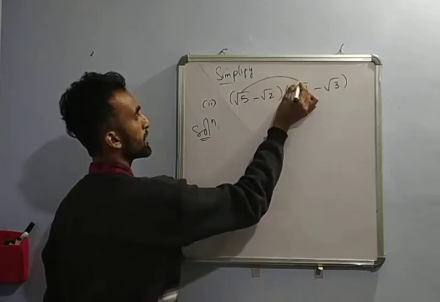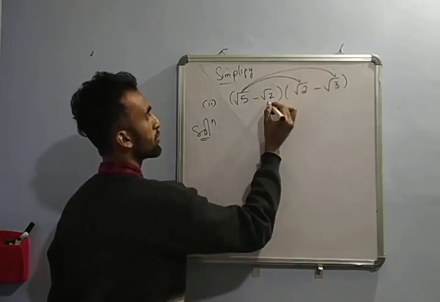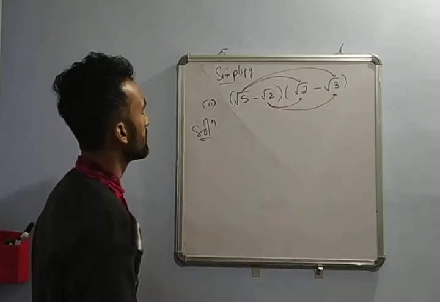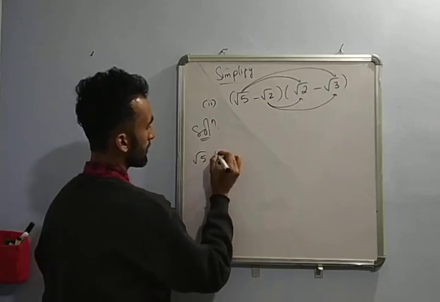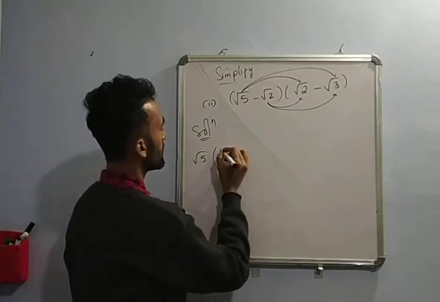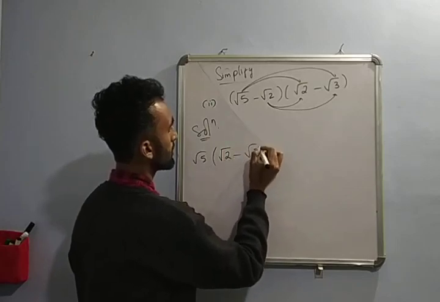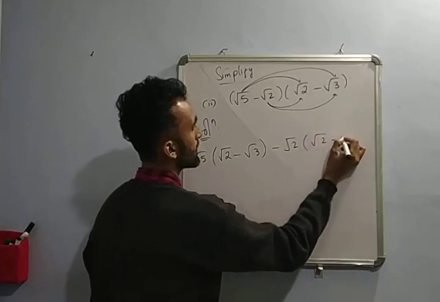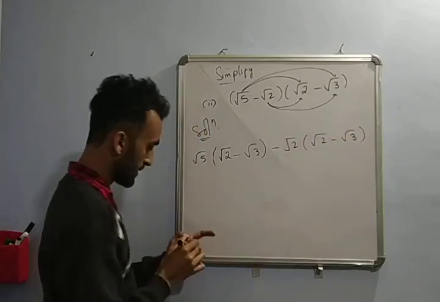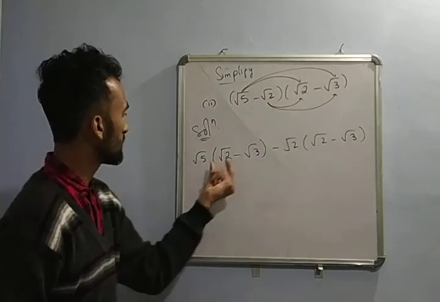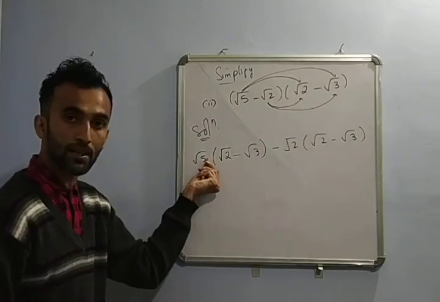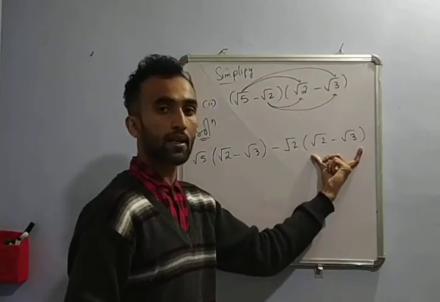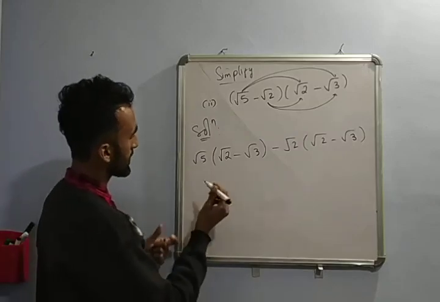Root 5 will multiply to both and root 2 also will multiply to both, like this. Earlier cases also you could do the same. Root 5 bracket root 2 minus root 3, minus root 2 bracket root 2 minus root 3. Doing so, what will happen? Root 5 should multiply to both, because in between there is a multiplication sign. Minus root 2 also should multiply to both. So you follow like this. This way is very simple.